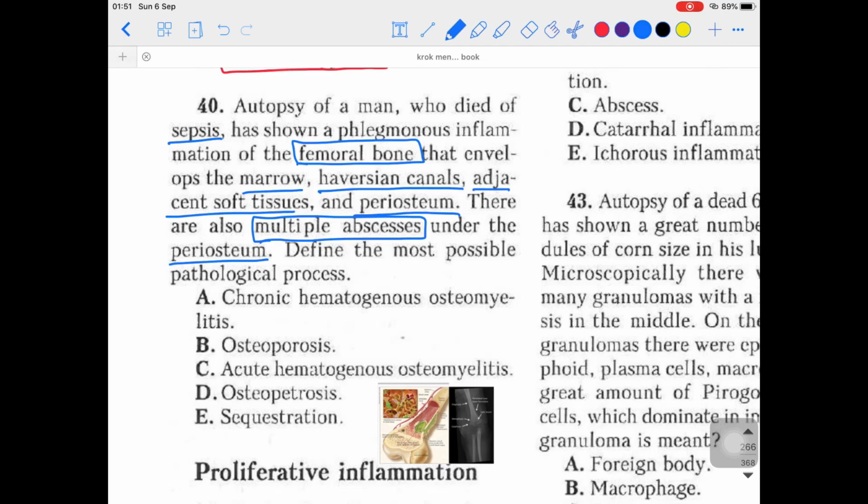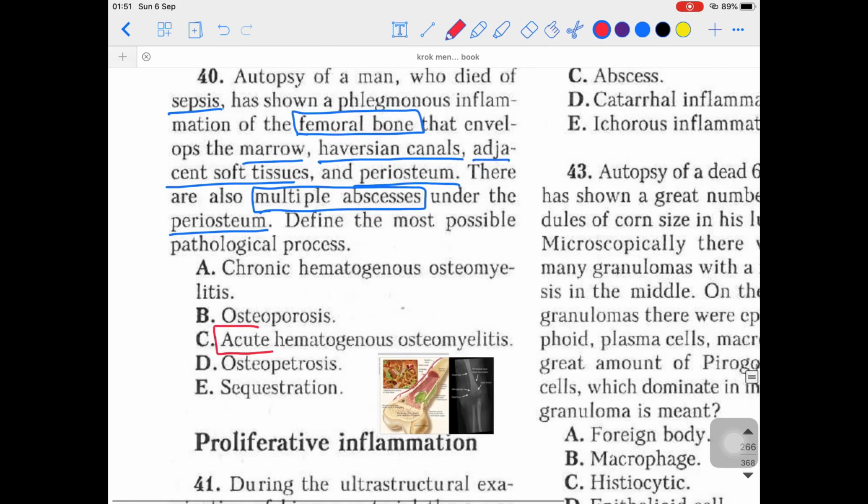Sepsis can't be chronic, guys, can it? Sepsis is an emergency situation. Sepsis can't be chronic, it is going to be an acute one. So what is the answer? It will be acute hematogenous osteomyelitis. I hope you got my point.